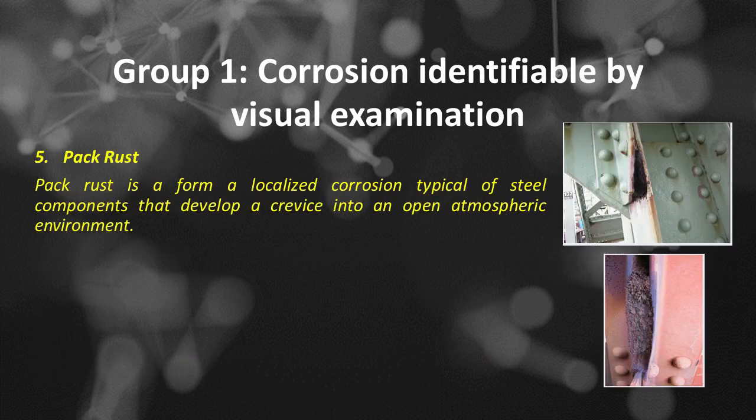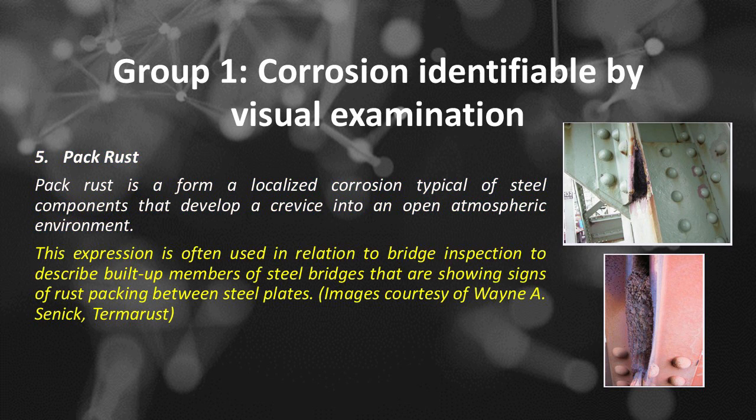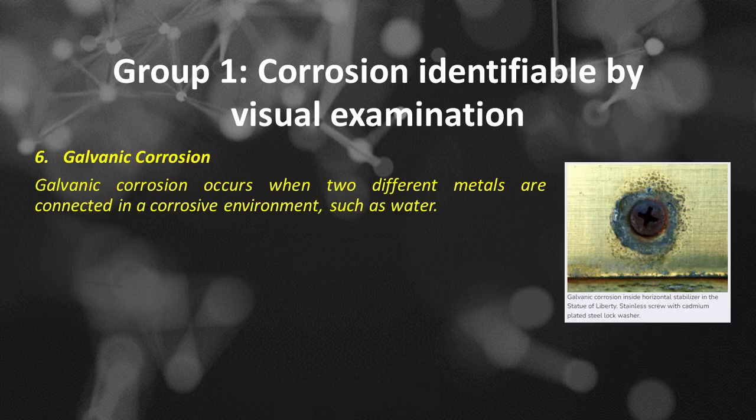Number 5 is pack rust. Pack rust is a form of localized corrosion typical of steel components that develop a crevice into an open atmospheric environment. This expression is often used in relation to bridge inspection to describe built-up members of steel bridges that are showing signs of rust packing between steel plates. Images courtesy of Wayne A. Senick, Termorust. Number 6 is galvanic corrosion.